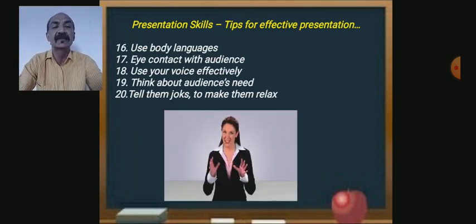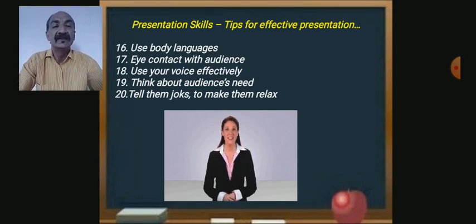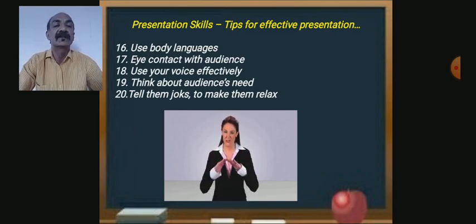Now the 16th point is use of body language. Now look at this picture. This lady has given a presentation. When she is giving a presentation, we can see her body language, how she is using gestures, postures, facial expressions, etc. The 17th point is eye contact with your audience.